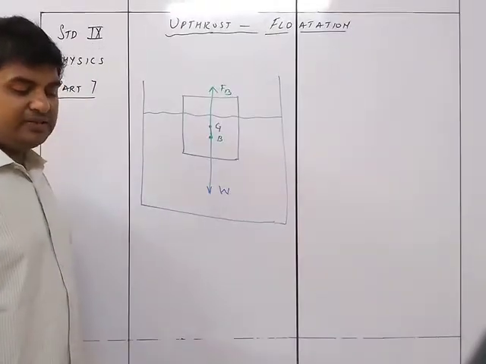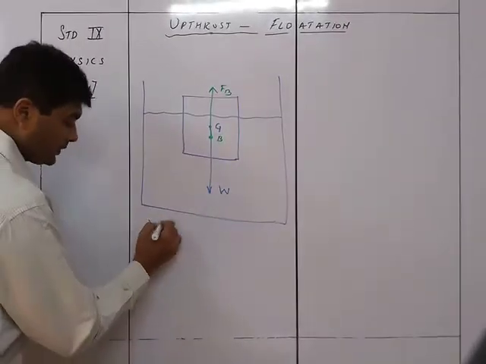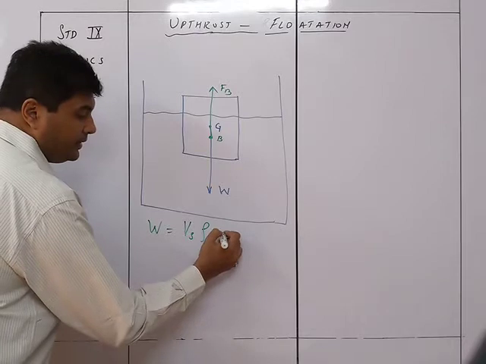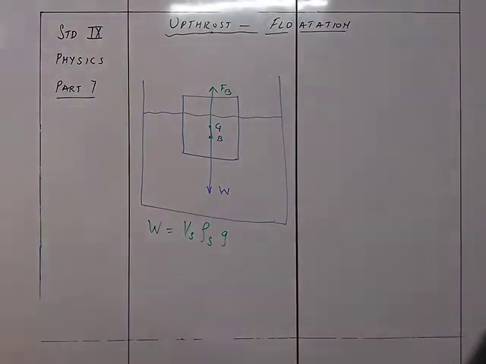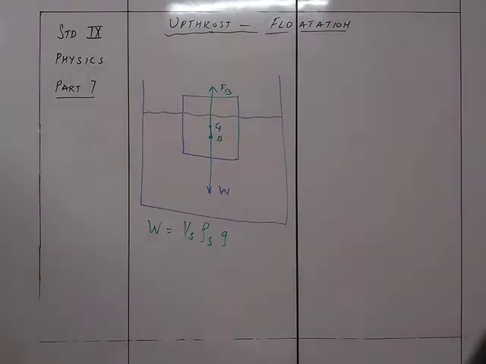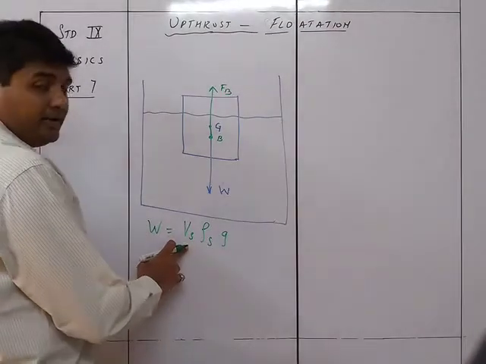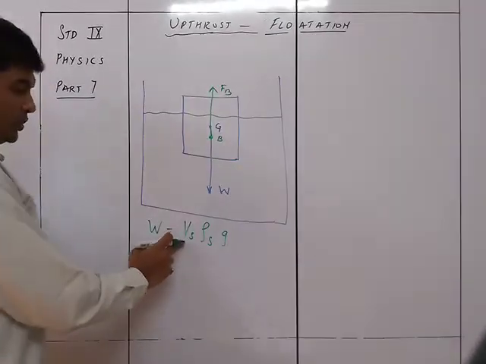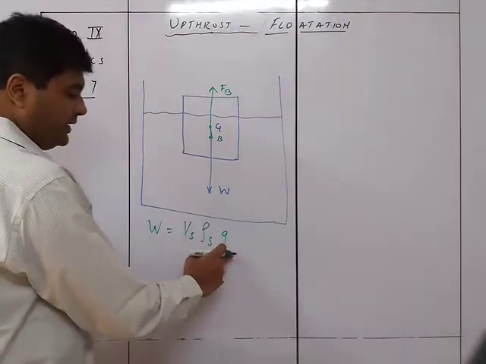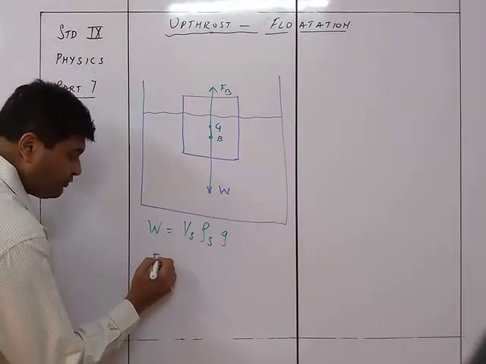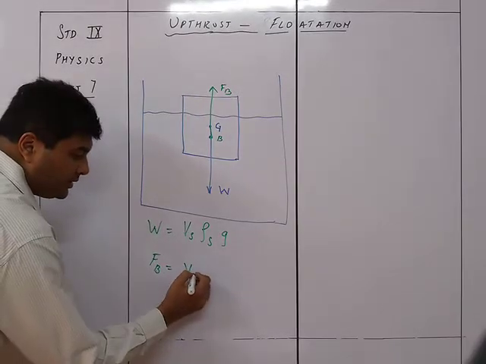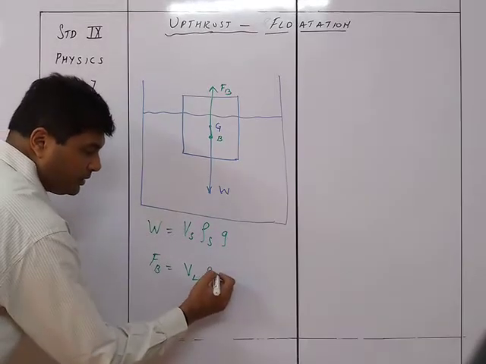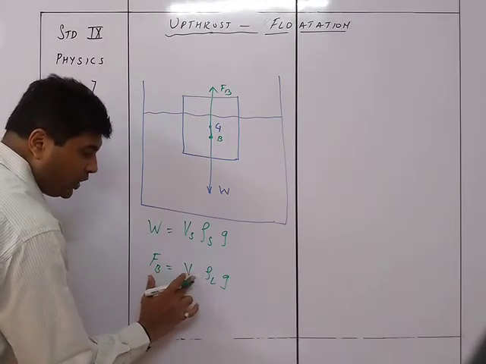In magnitude, W is equal to volume of solid into density of solid into g. The weight of the body is nothing but mass into g, and mass is nothing but volume into density, so W is volume of solid into density of solid into g. Whereas FB, we know the formula: volume of the liquid displaced into density of the liquid into g.